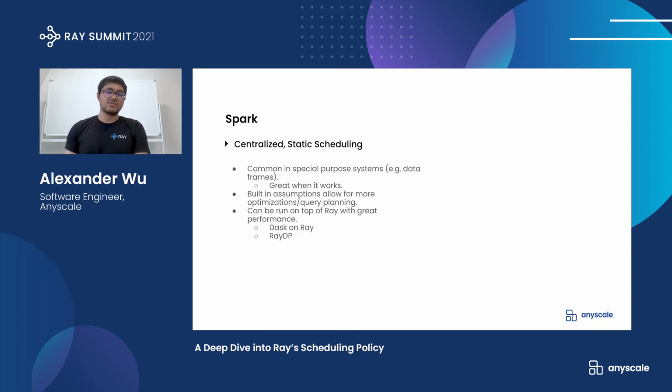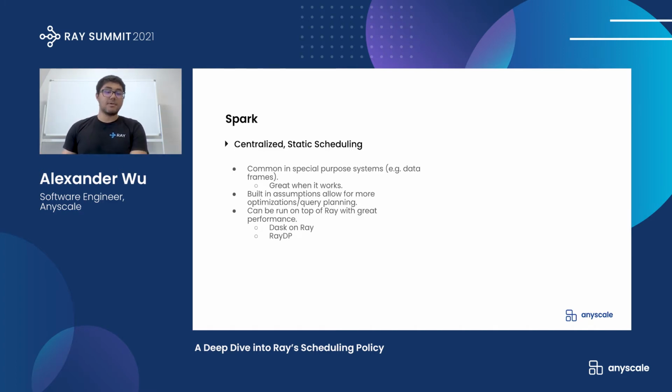These types of schedulers are really great when you have a special purpose workload that you can make a lot of assumptions on, because it allows you to do things like query planning and a lot of optimizations that may not work super well on a general purpose system. I think these schedulers have really great properties, and ideally we want you to use them on top of Ray. Dask on Ray is an example of using the Dask scheduler to generate its static task graph, but then using Ray to actually execute that graph. So ideally, you can get the best of both worlds that way.